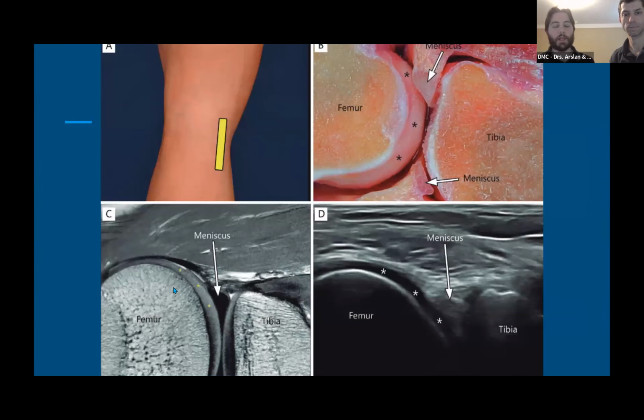This slide gives us an anatomical view of the meniscus, and you can see its location in between the femur and the tibia with an MRI correlation and a more textbook ultrasonic view on the bottom right.